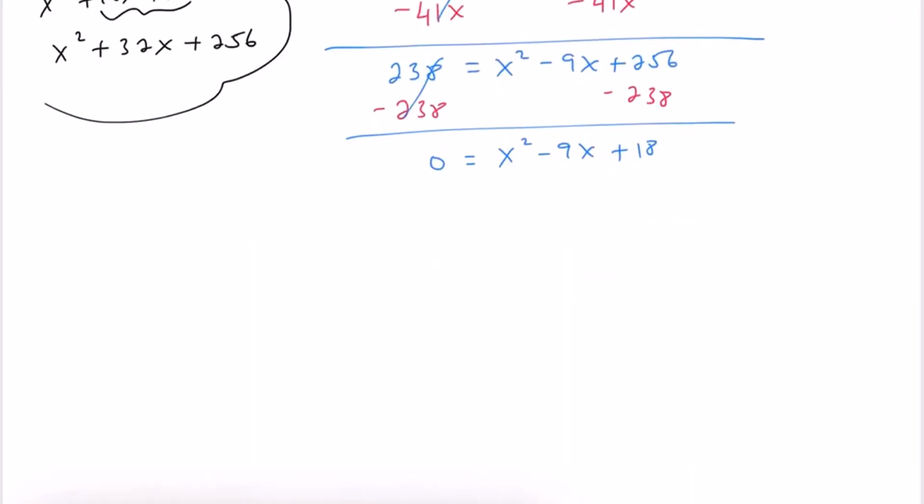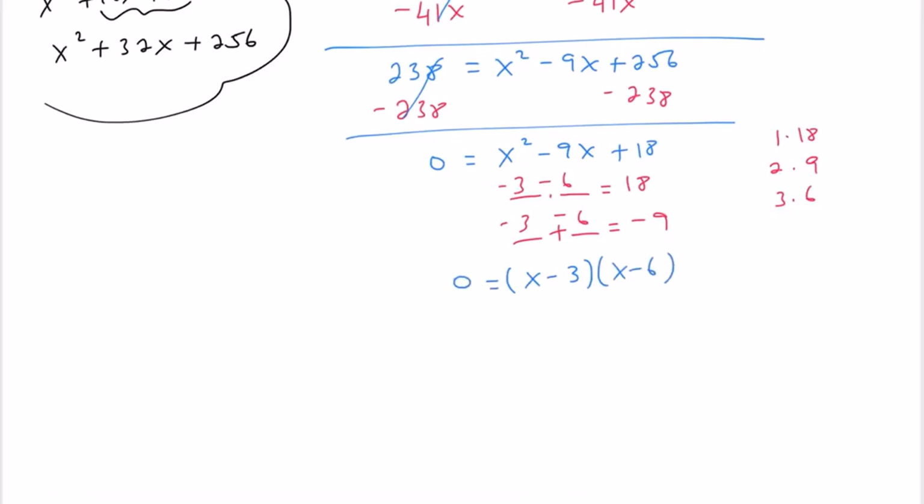Factor x squared minus 9x plus 18. So we need two numbers that multiply to give us 18, but add to give us negative 9. So 18, we have 1 times 18, 2 times 9, and then 3 times 6. So we need 3 and 6. We need positive 18, so both need to be positive or both need to be negative. We need negative 9, so both need to be negative. So we have x minus 3 times x minus 6, and this is equal to 0.